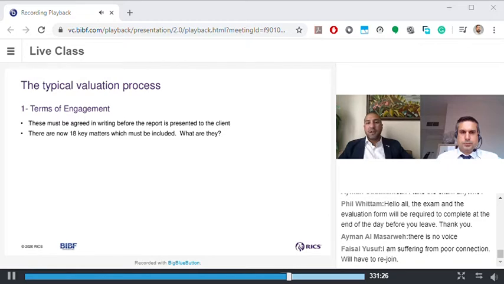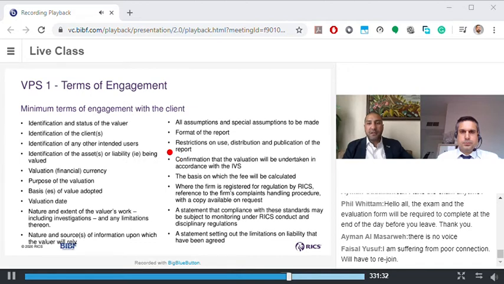And essentially, there are the minimum terms of engagement. Unfortunately, I should have put a number in here, but I think there are 16. 1, 2, 3. Yeah, I was going to say 15 or 16. 18. So I should have put a number in here. Could have made my life easier. So 18 different things have to be present in the terms of engagement, whatever the format of the terms of engagement is.